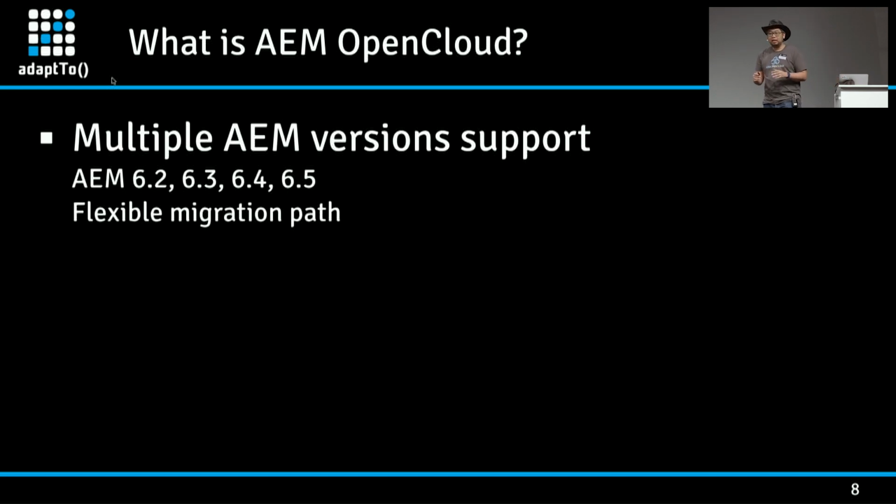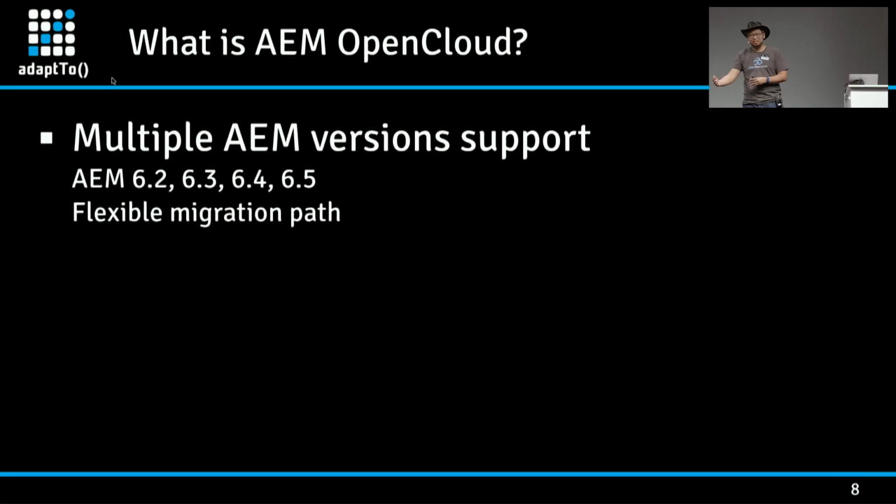It currently supports multiple AEM versions. Out of the box, we can build AEM 6.2, 6.3, 6.4, 6.5. The idea is that it attempts to provide a flexible migration path. For example, one of our users actually has 3 different groups within the organization. One is still running AEM 6.2. The other one is on 6.3. The other one is on 6.5. The project from 6.2 is being upgraded to 6.5. So they need to run 6.2, 6.3, and multiple 6.5s at the same time for multiple projects. That's where the need for having multiple AEM versions being supported from the platform came about.